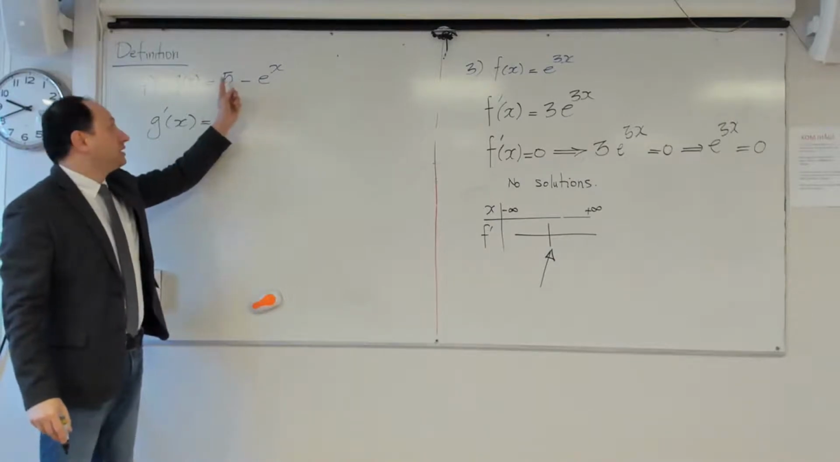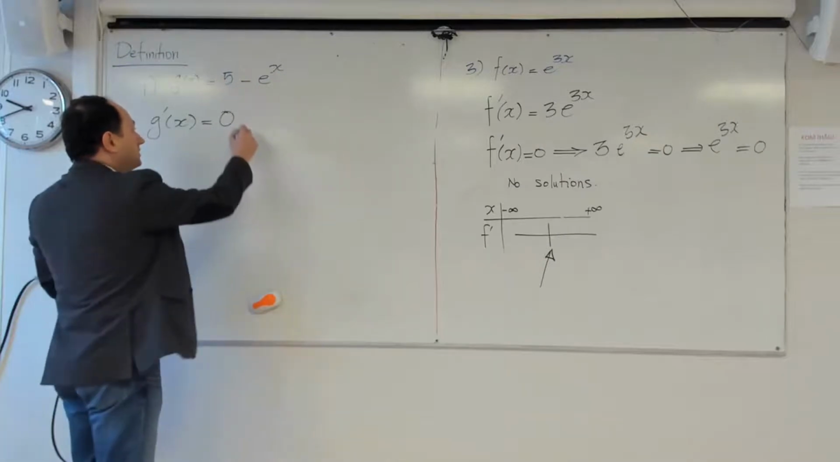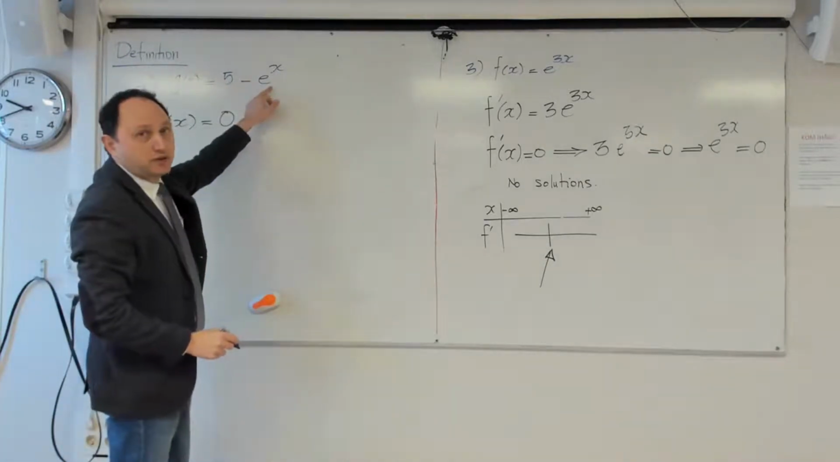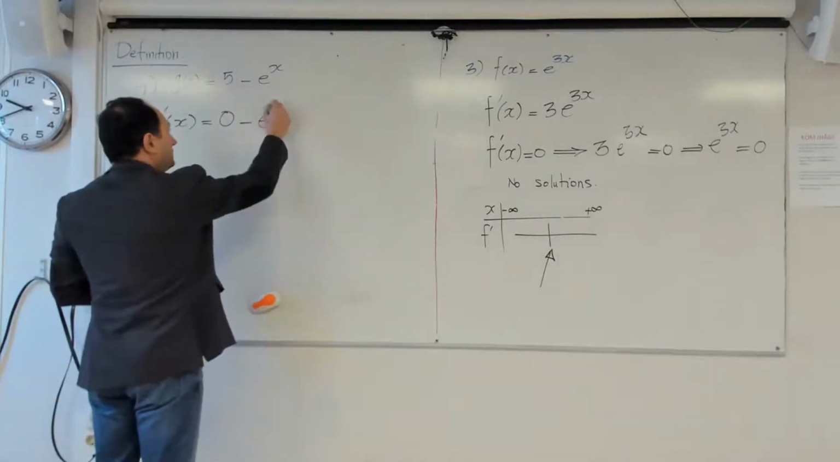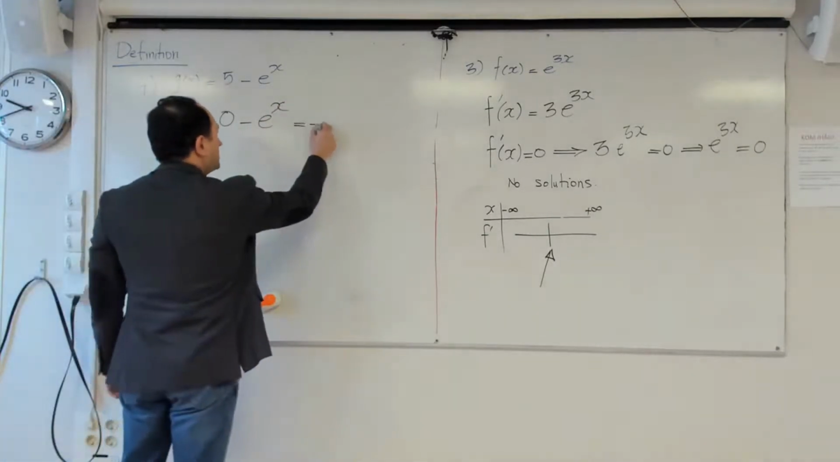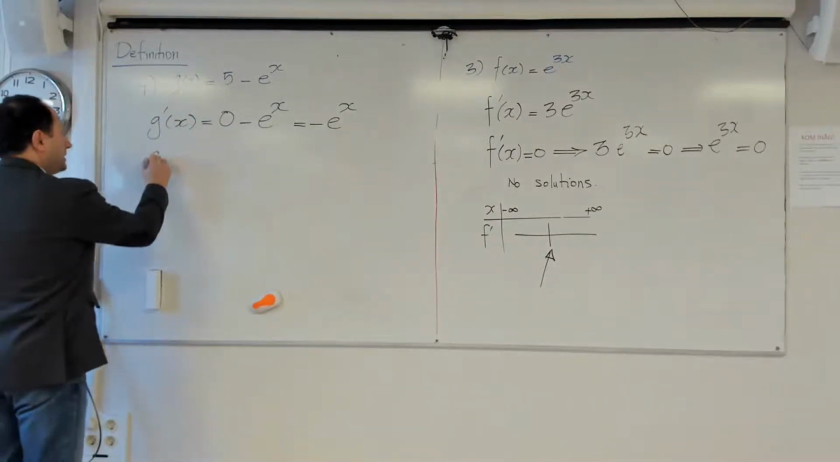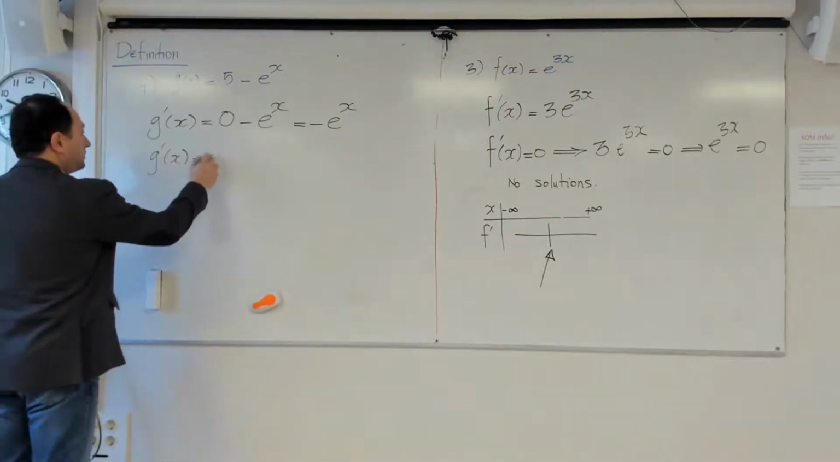This is the constant, so its derivative is 0, minus the derivative of e to power x, which is the most famous function, whose derivative is equal to itself. Okay? So if I simplify that, it is simply minus e to power x. The next step is to put this equal to 0.